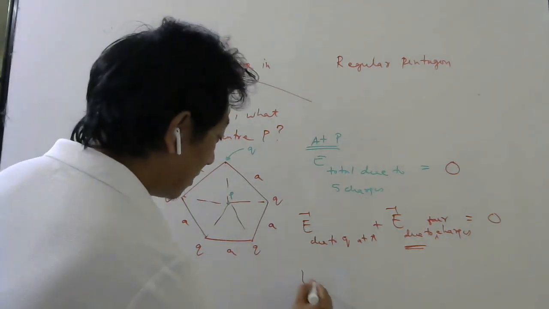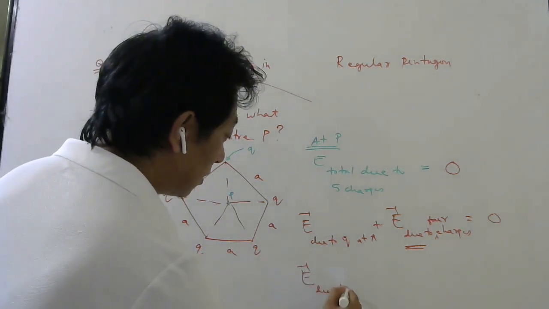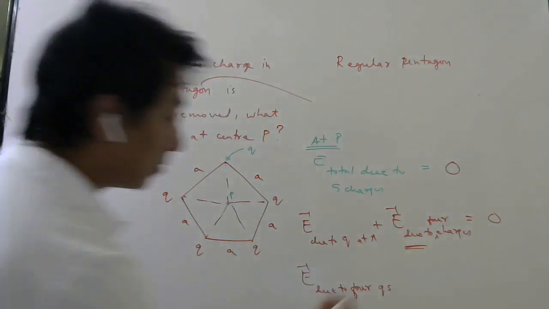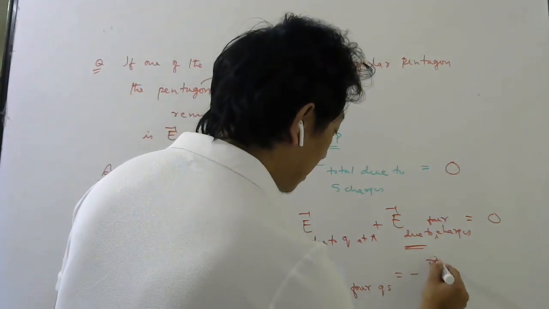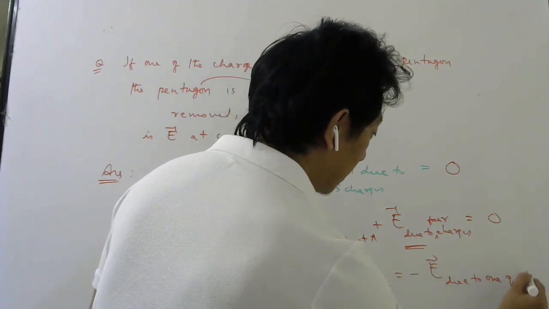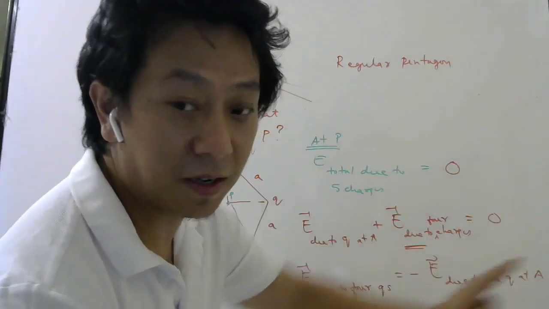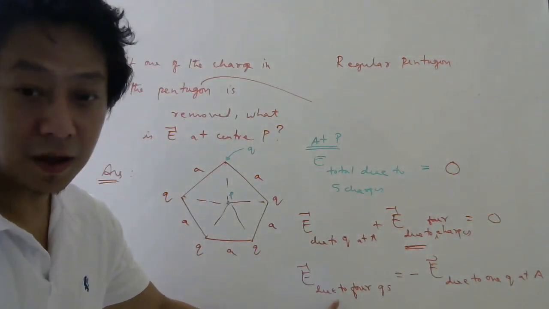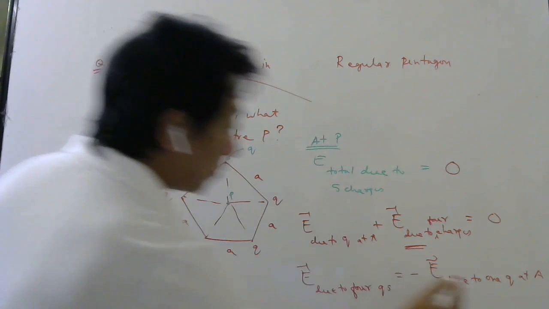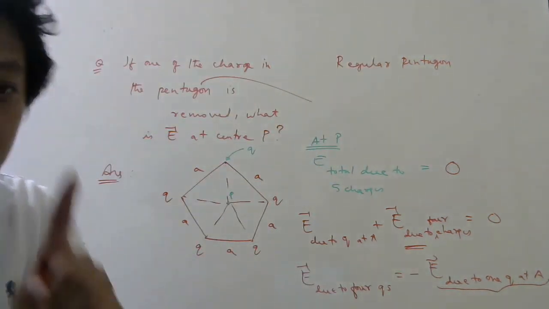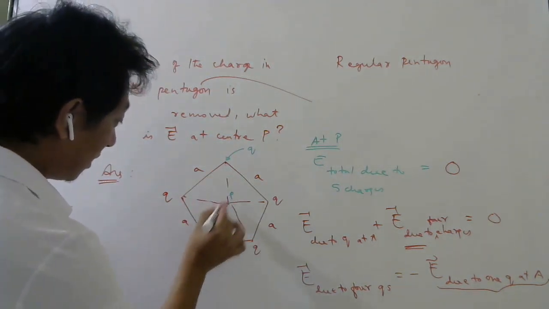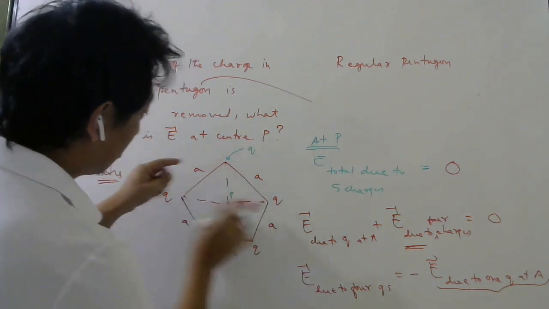Yes or no? So the electric field due to four charges, four Qs, will be equal to minus of the electric field due to 1Q at A. I am taking it to this side. Now they want this in the question, and I have shown you this is nothing but minus of this. This part is very easy to calculate because it is the electric field due to one charge only. And you know that each section here will be an equilateral triangle, because this is a regular pentagon.